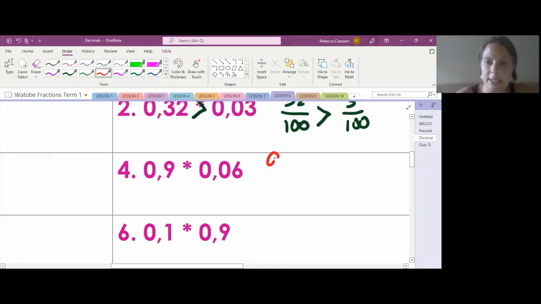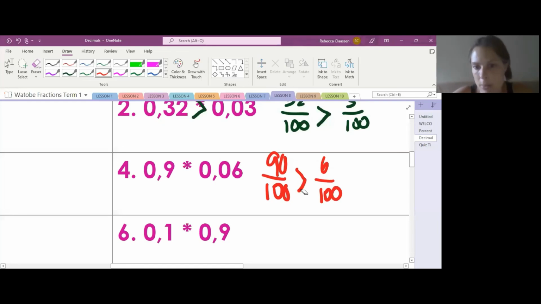Okay. So this is 9 over 10. And we've got 0.06. Oh, sorry. We've got 6 over 100. Okay, so if we want to have the same denominator, I'm going to turn them both into 100 because that's easier. So 10 times 10 is 100, which means I must times my numerator by 10. And 90 over 100 is definitely a whole lot bigger than 6 over 100. And there we can compare.